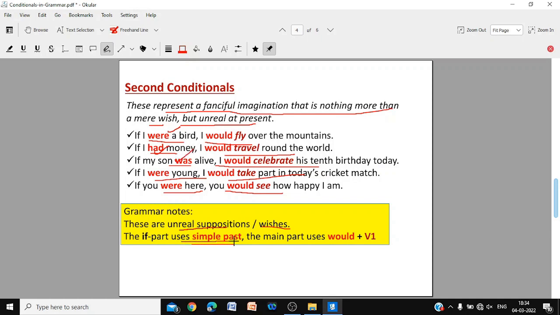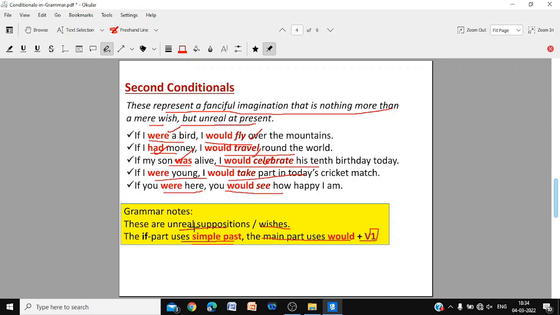uses the simple past. The main part uses the word would and V1. Would fly, would travel, would celebrate, would take part, would see. So the if part uses the simple past and the main part uses would and the V1 verb. These are unreal imaginations but wishes. I wish it to happen, but it is not so. If I had money, I wish I had money, but I do not have money.